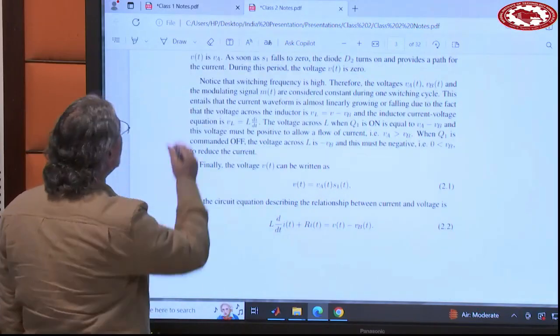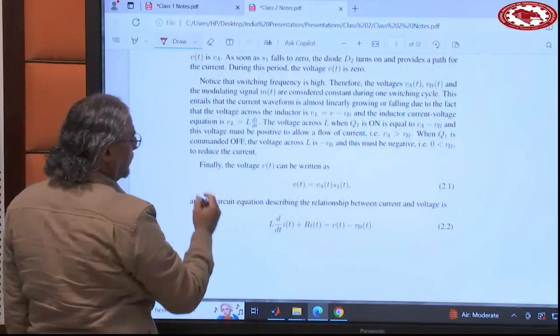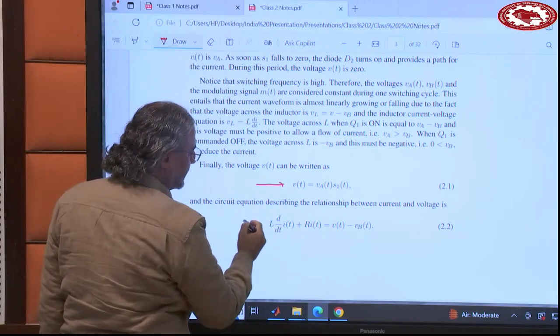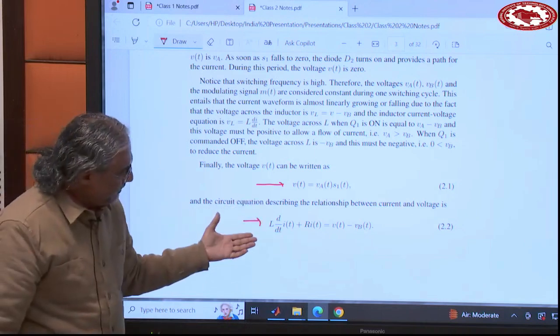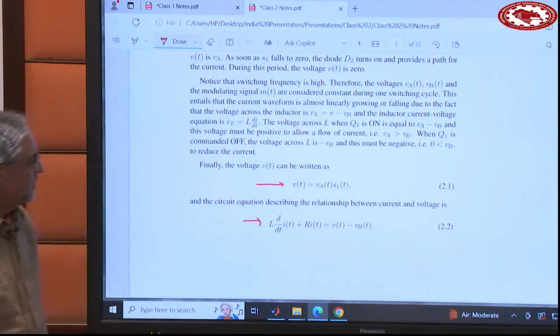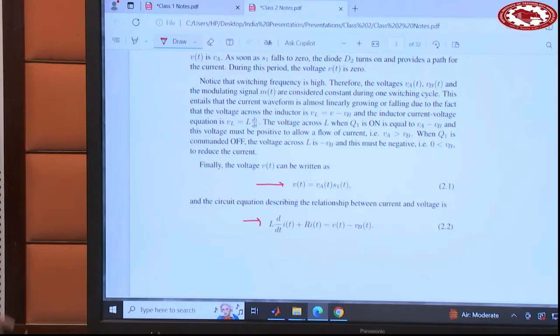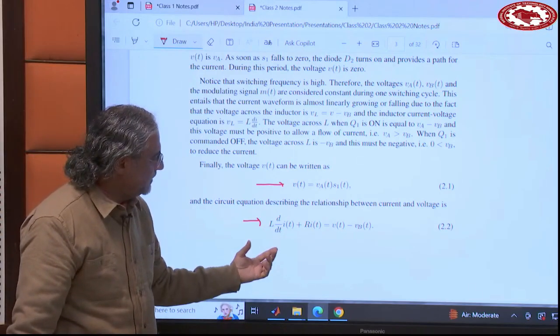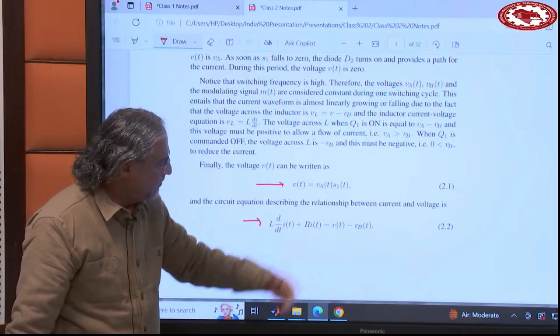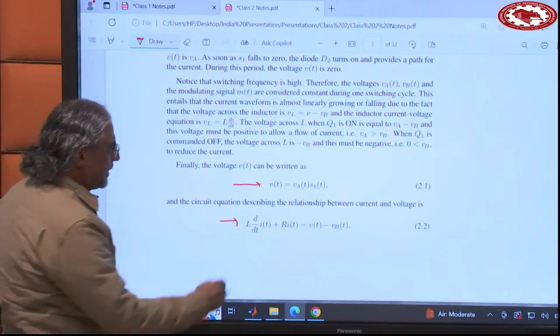These two. So the first equation here and the second equation here. That's the one I just said, and this is the voltage equation in that loop. So the voltage drop across the inductor, L di/dt plus Ri, equals V minus Vb. Okay.